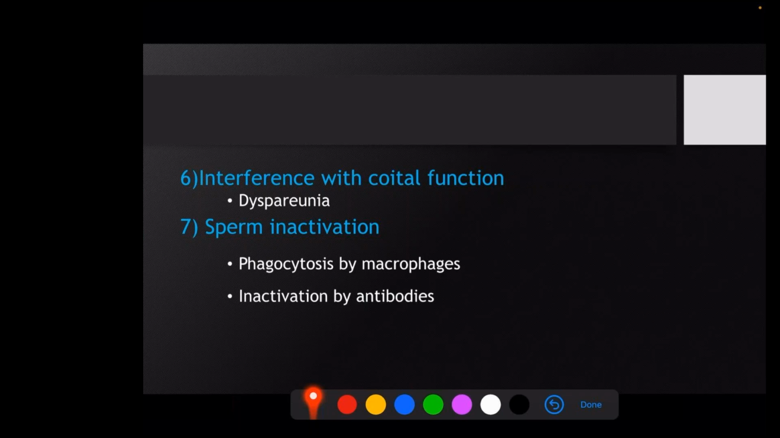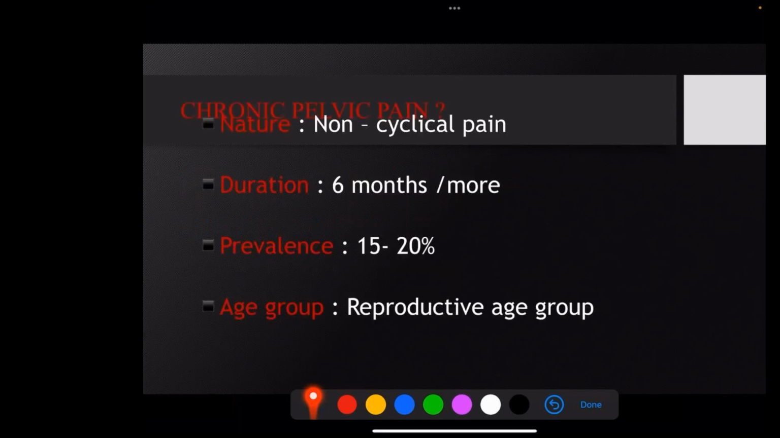The anti-sperm antibody is a different topic, not related with endometriosis. The anti-sperm antibodies are present in semen, cervical mucus, serum, ovarian follicular fluid, etc. They may be IgG, IgM, or IgA. They affect the semen quality, interference with the sperm capacitation, motility, fertilization, etc., which is not related with endometriosis. That is anti-sperm antibodies. Then the next symptom is chronic pelvic pain.